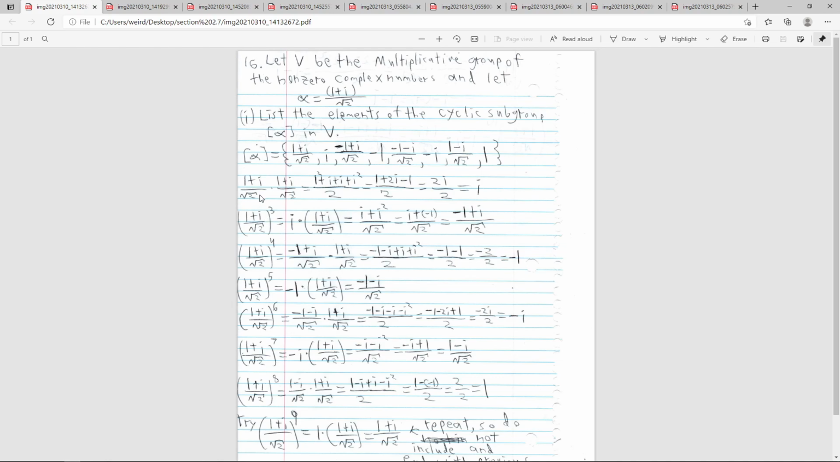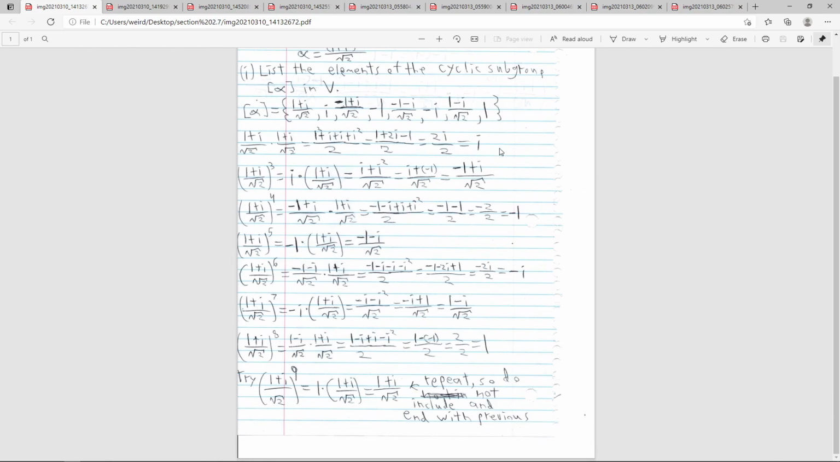So, (1 plus i) divided by the square root of 2 times (1 plus i) divided by the square root of 2, and we have to multiply by itself until we get 1. This is squared, it's times itself. And when you cube it, it'll be this times the original. Because (1 plus i) squared divided by the square root of 2 cubed is equal to (1 plus i) squared divided by the square root of 2 squared times (1 plus i) divided by the square root of 2, because that's raised to the first power, and you add powers, so it'll be cubed. That's the idea behind this. You can read over this to see what I've done.